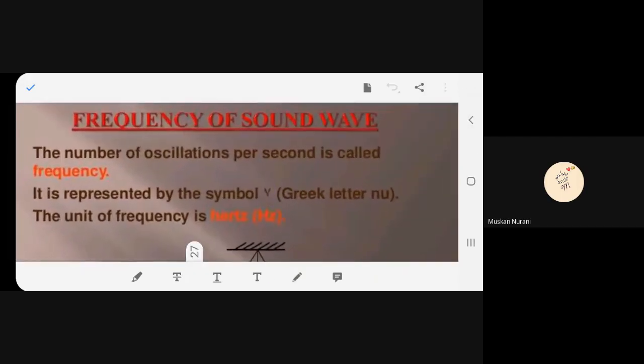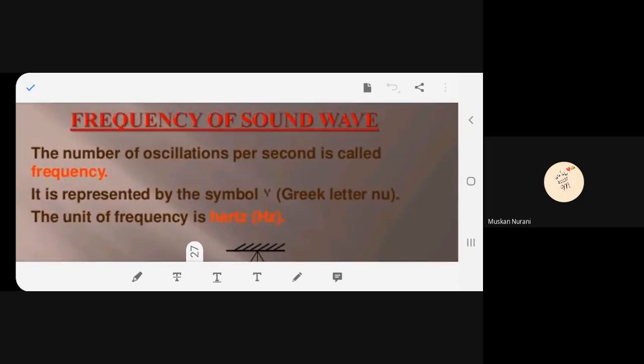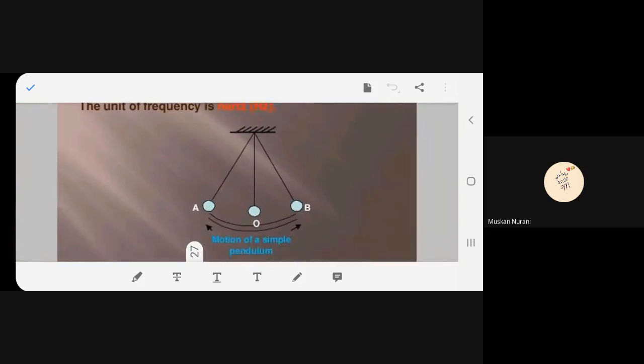Now we'll see what is the frequency of a sound wave. The number of oscillations per second is called frequency. It is represented by the Greek letter nu. The unit of frequency is hertz, Hz.